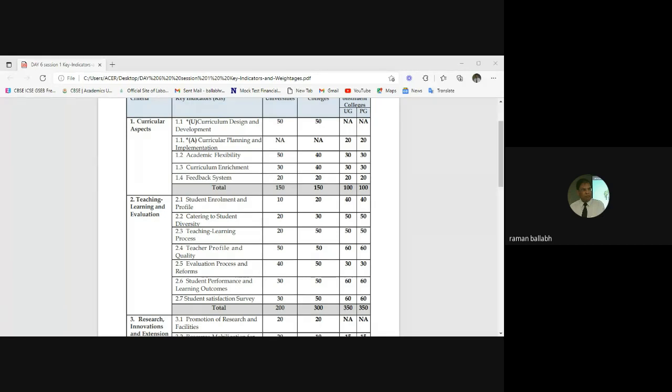It is one and the same. Once you become a registrar, a dean, or a vice chancellor, nobody is going to teach you what the job and responsibilities are.